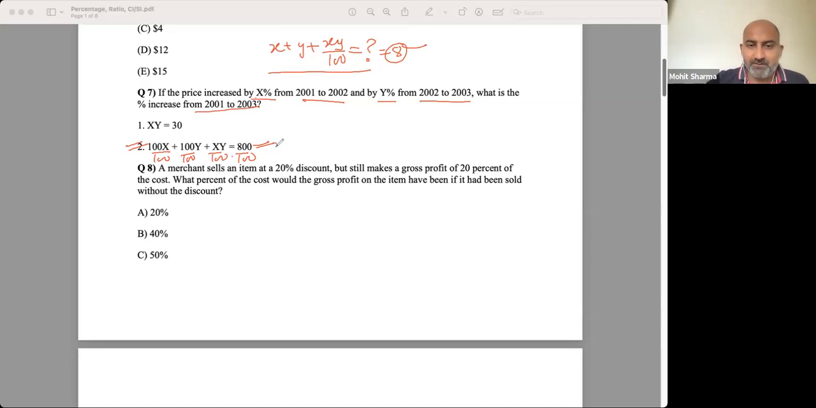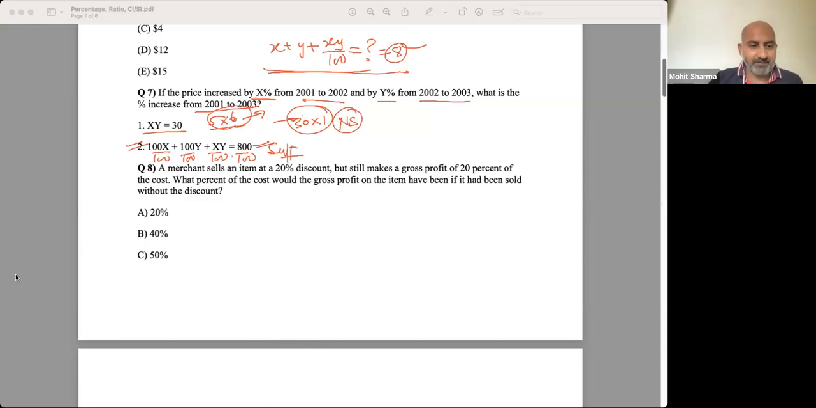Second one is sufficient. If we see the first one, X into Y is equal to 30. Now, X into Y could be like 5 into 6. It could be 30 into 1. So, we can get different answers. If we plug these numbers here, we'll get different answers. Clearly, we can't freeze it on one single number. So this is not sufficient. Second is sufficient.